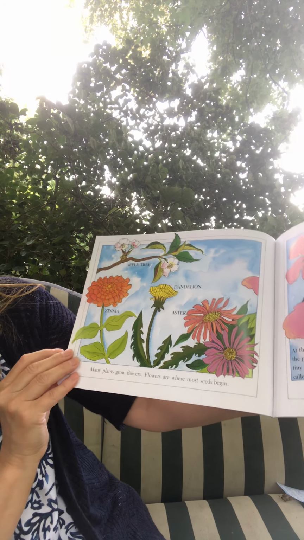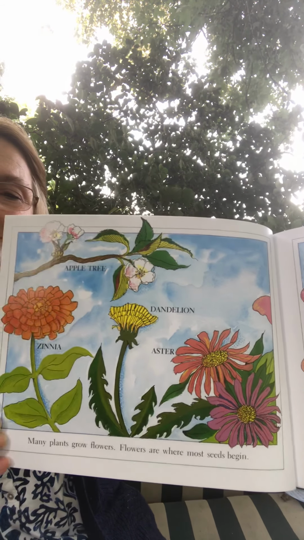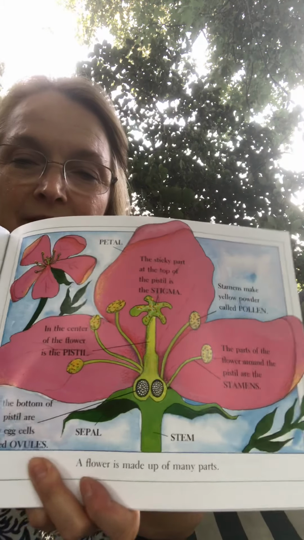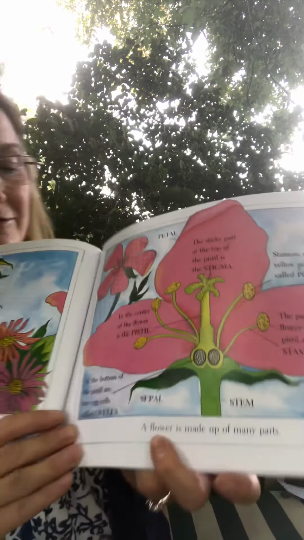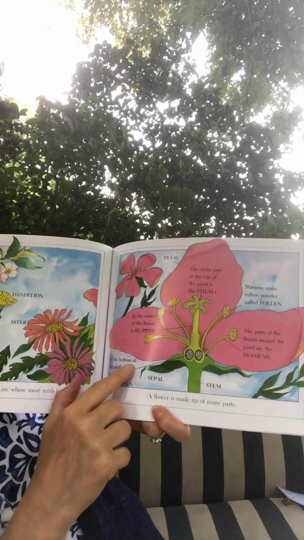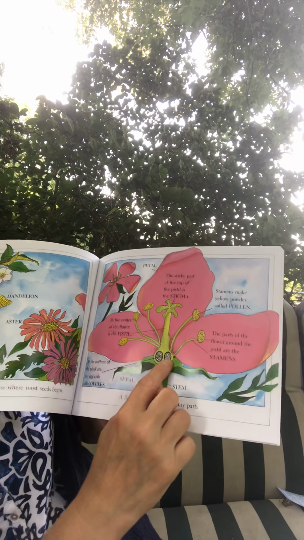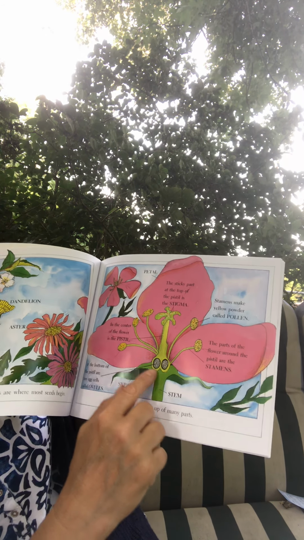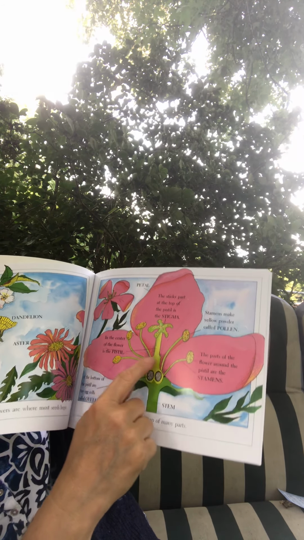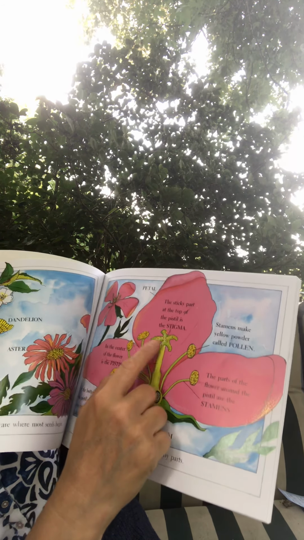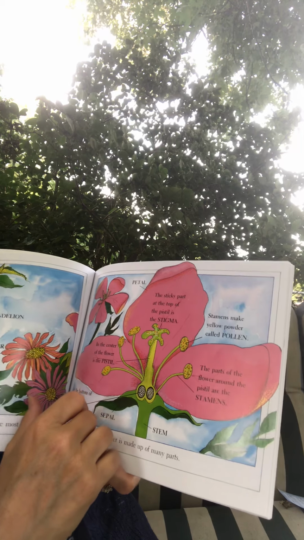Many plants grow flowers. Flowers are where most seeds begin. Look at this. A flower is made up of many parts. At the bottom of the pistil are tiny egg cells called ovules. Here's your stem and the sepal that holds the flower together. In the center of the flower is the pistil. That's this long part right here. And at the very top of that, there's a sticky part on the top of the pistil called the stigma.